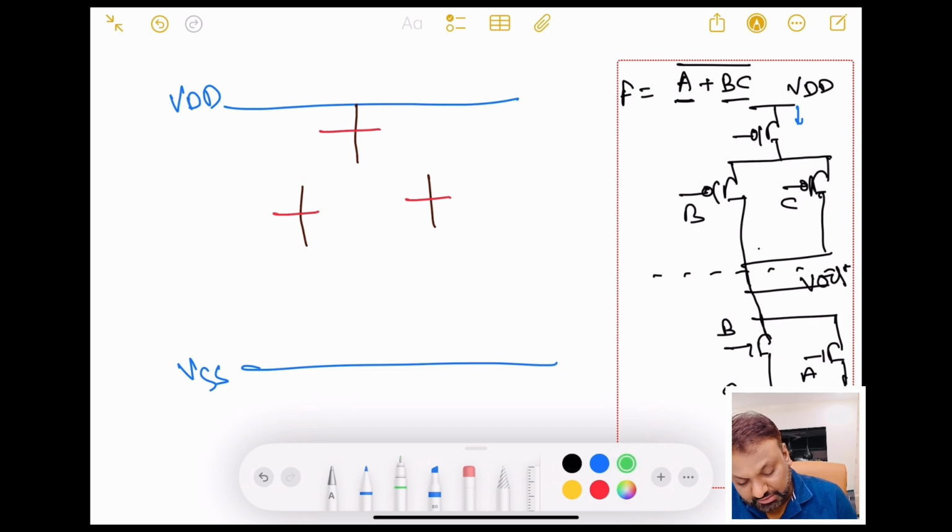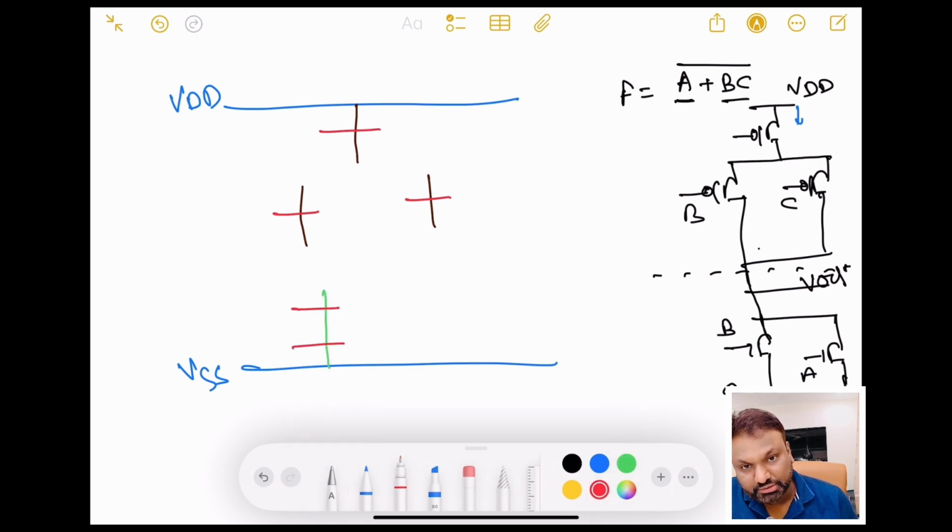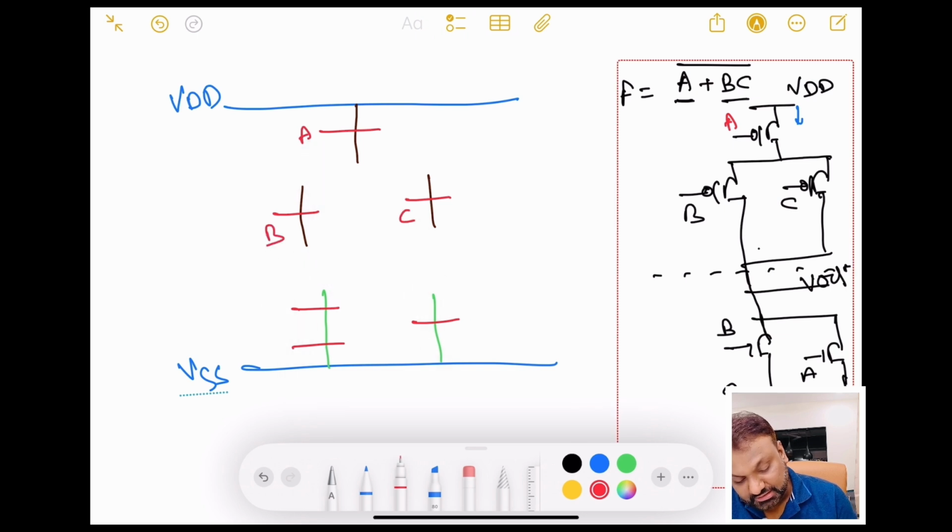Similarly, I will take green here. So 2 transistors B and C, 2 NMOS transistors here, and one is for A. Okay, so this is my A. Okay, so A, B, C, and A. Okay, now transistors we have established. Now we will try to establish the connections.